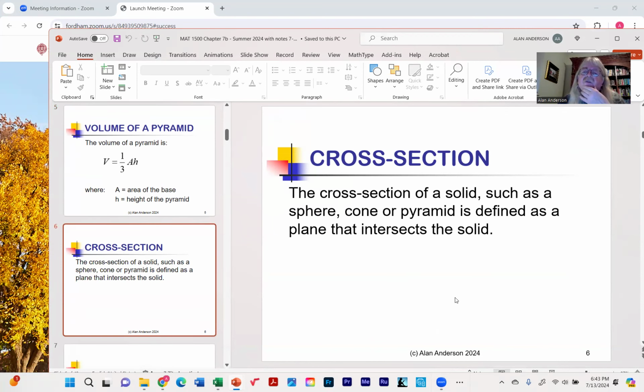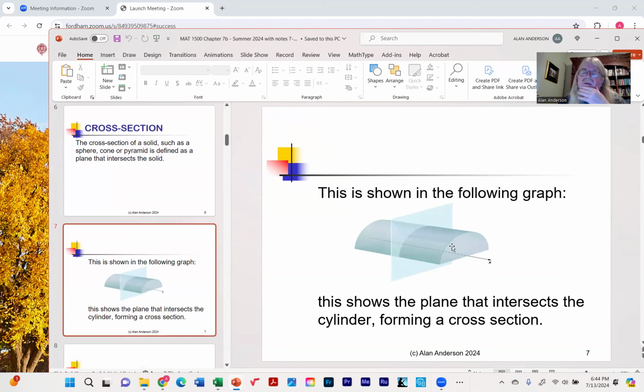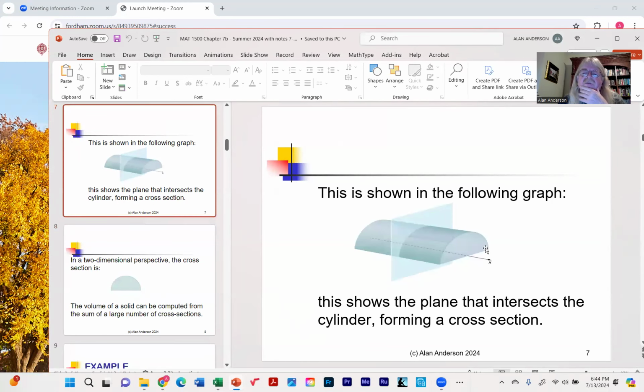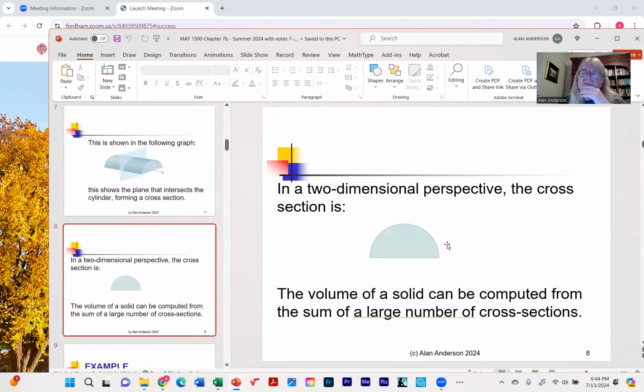Now we're going to think in terms of a cross section here. In other words, like here, look at this shape. Well, it looks like an airplane hangar. The thing is, that plane is what we're interested in because it slices through, and we can use that plane to come up with the area that we need. From a two-dimensional perspective, we would just be seeing the semicircle. So what we're going to basically do is create the volume of the solid as the sum of an infinite number of these semicircles using integration.